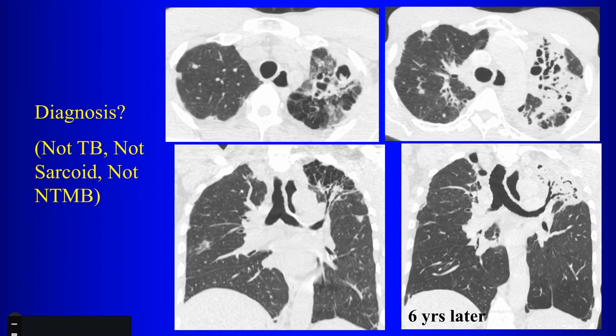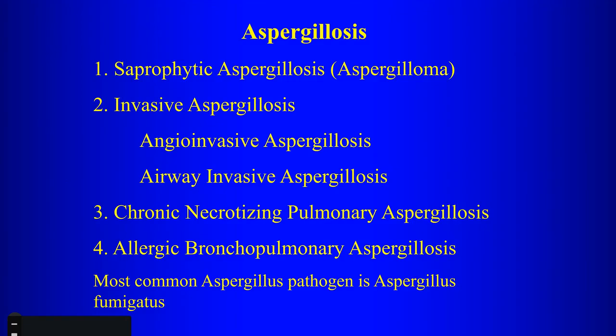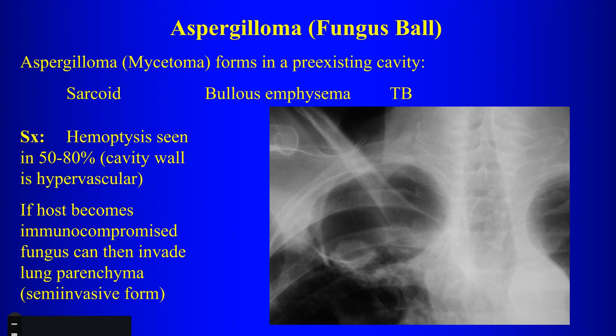So this is also aspergillosis. This used to be called semi-invasive aspergillosis, right? But now the correct terminology is chronic necrotizing pulmonary aspergillosis. So in addition to fungus balls and invasive aspergillosis, you can also have chronic necrotizing pulmonary aspergillosis, which gives you chronic infection in an upper lung distribution and can look like tuberculosis. And we've also talked about allergic bronchopulmonary aspergillosis.